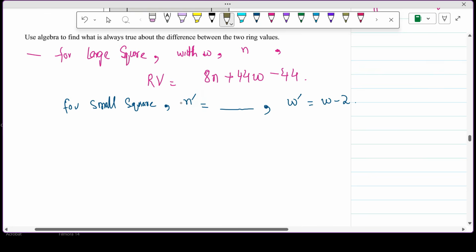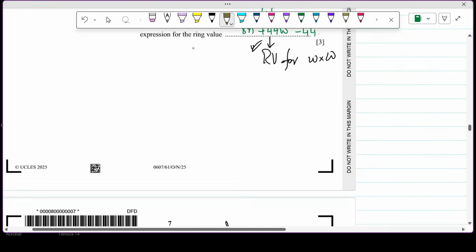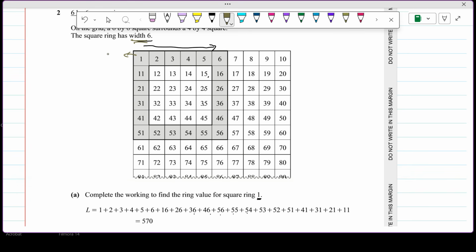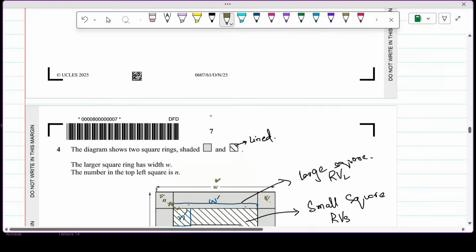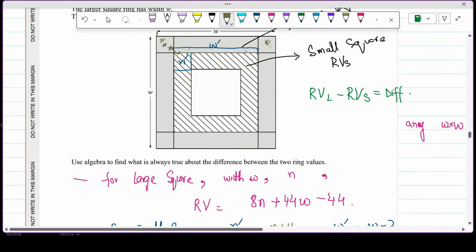Okay. Now, what will be the value of N dash? With respect to this, I want to show you. This is a large square which has the top left corner value, which is N. So the small square will be this one. You can say that the small square top left corner value should be 11 greater than the large square's N value. So this one is N dash, which is 11 greater than N. So we can say that N dash is equal to N plus 11, because this value is 11 greater than this value. Okay.